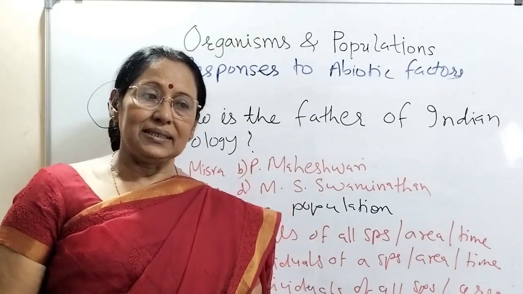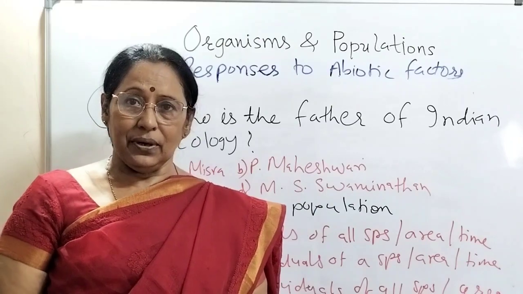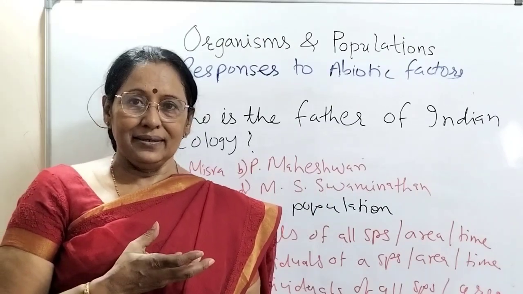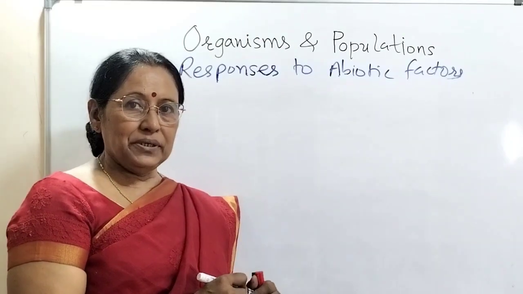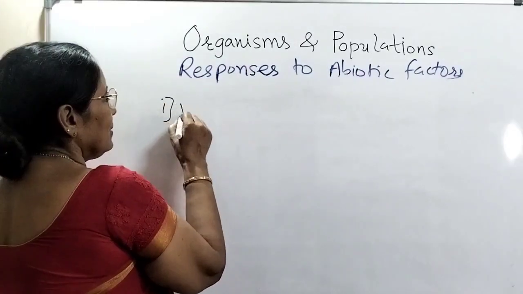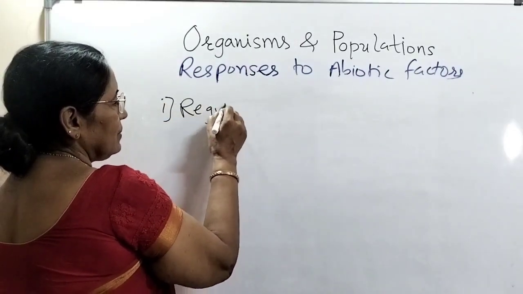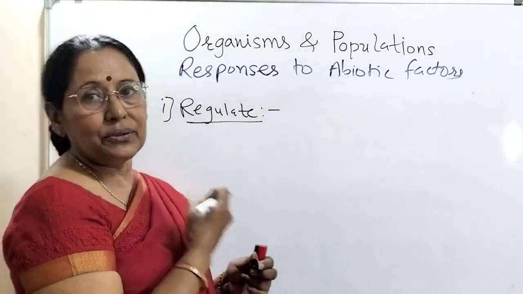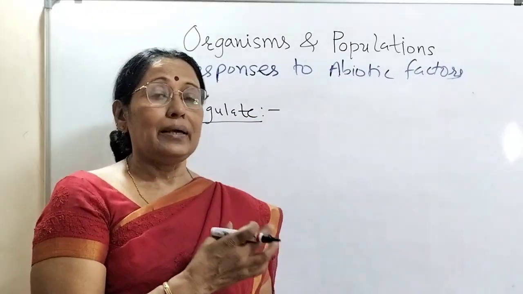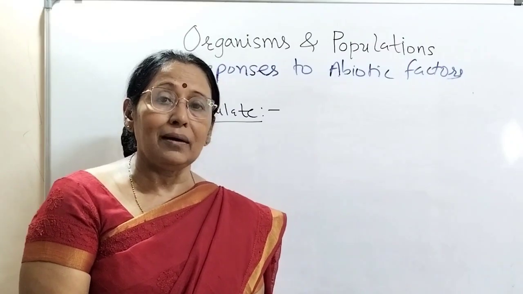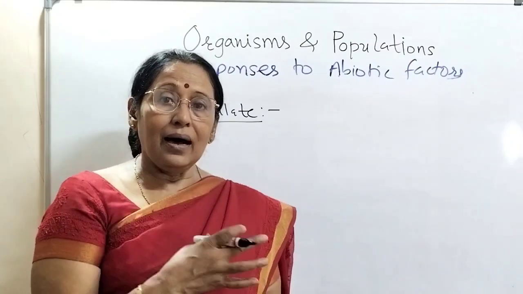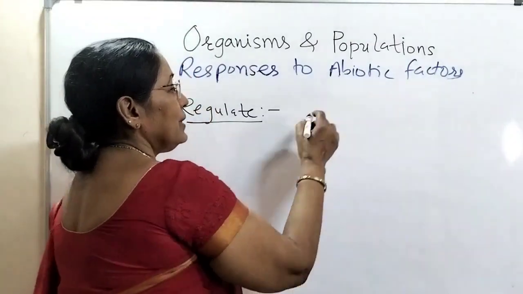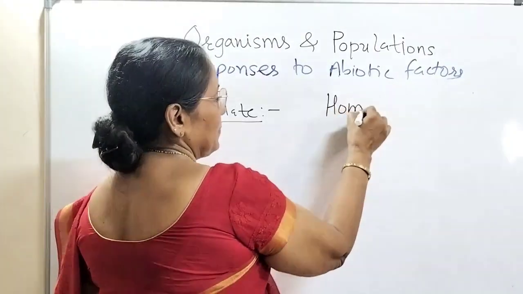Okay, so now we start with the first response, that is the regulators. First response is regulate. These organisms have the controls in their hand. बाहर का environment abiotic factor जितना भी परेशान करे, they are able to maintain their homeostasis.